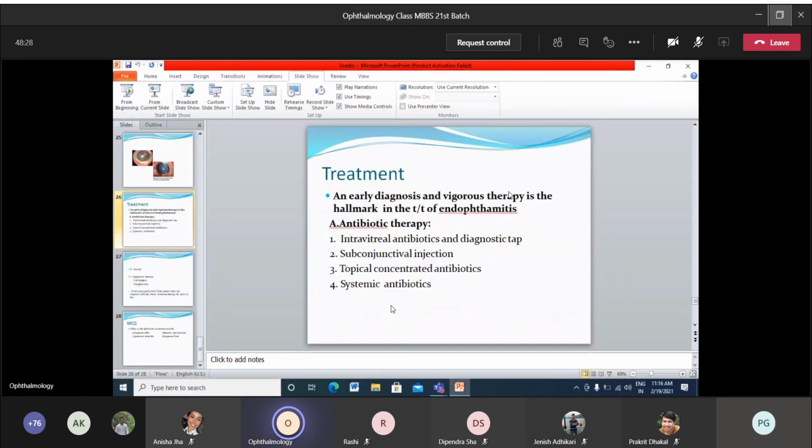And then subconjunctival injection of steroids or antibiotics, usually Dexa, Genta, all that is given. Topical concentrated antibiotics, so fortified cefazolin and fortified gentamicin, are given, and systemic antibiotics also are given. So antibiotic therapy is vigorous and it is started straight away. First of all, you go for the intravitreal antibiotics after doing the diagnostic tap.